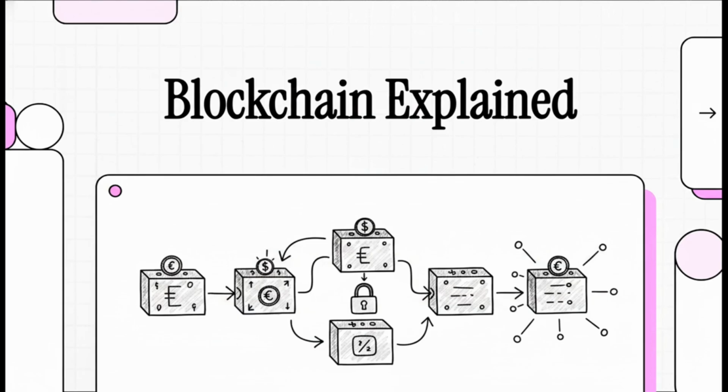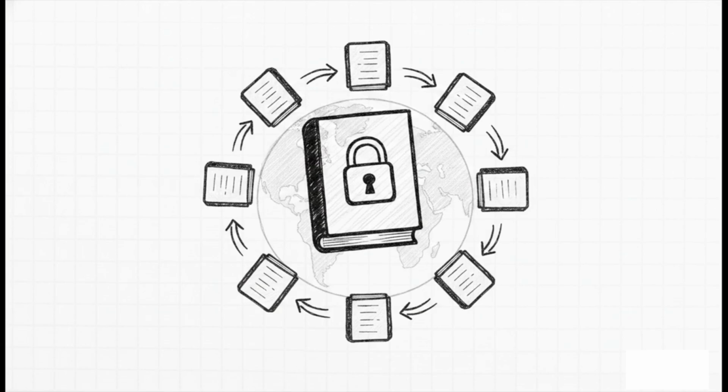Imagine a giant, global, shared notebook. But here's the catch. This notebook is copied thousands of times across the planet. When someone writes in it, every single copy updates simultaneously everywhere. Nobody actually owns it, and nobody can secretly flip back and erase a page. That physical limitation, that is literally the foundational concept of how a blockchain operates. It's brilliant in its simplicity.